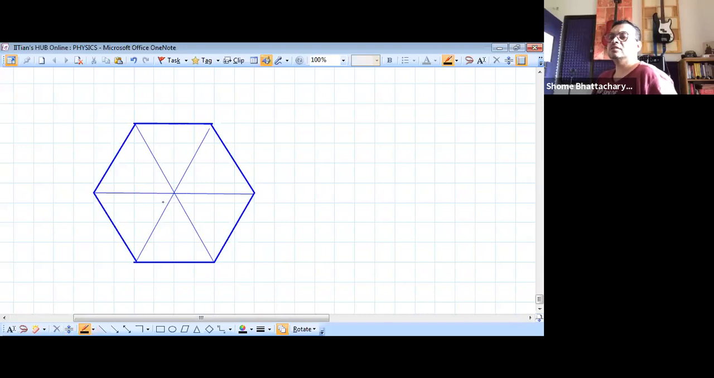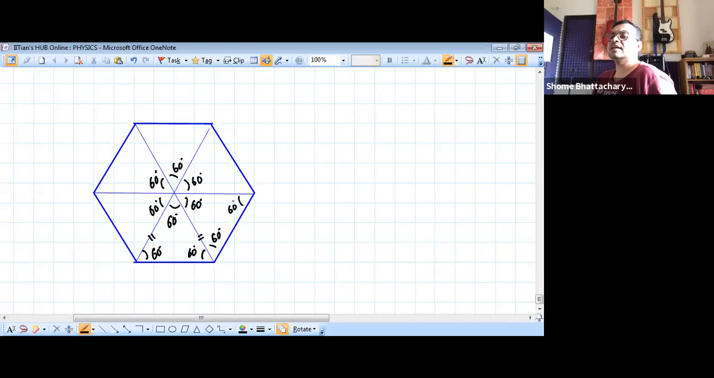So this whole 360 degree angle has to be divided into six equal bits. So each of these are 60 degrees. So that is the first thing. And the second thing is, from symmetry you can see that in each of these triangles, this side is equal to this side. So these angles are also equal. And the third angle is 60. That means each of these triangles are becoming equilateral triangles.